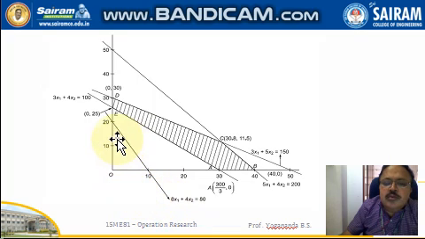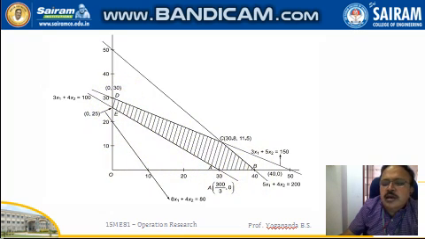If it is less than or equal to, take the area below the line. If it is greater than or equal to, take the area above the line. So for all four lines, you take the area below the line if it is less than or equal to, and above the given line if it is greater than or equal to. Finally, the feasible region should be chosen such that the area satisfies all four constraints. So this is the feasible region.